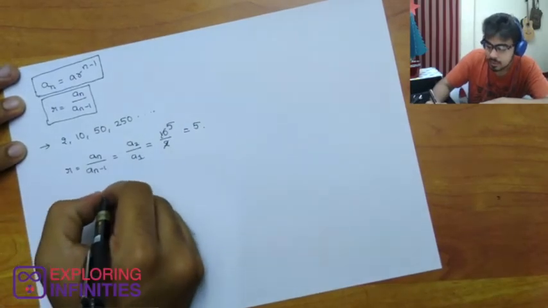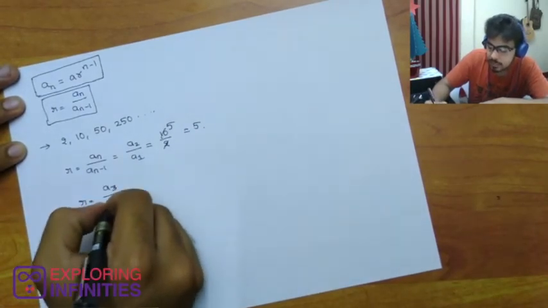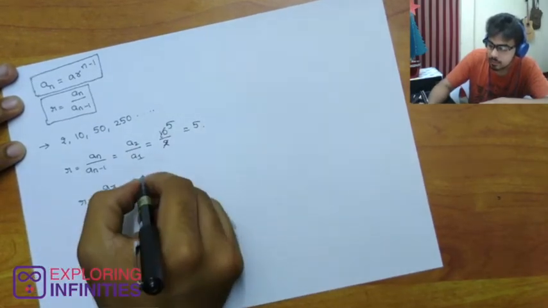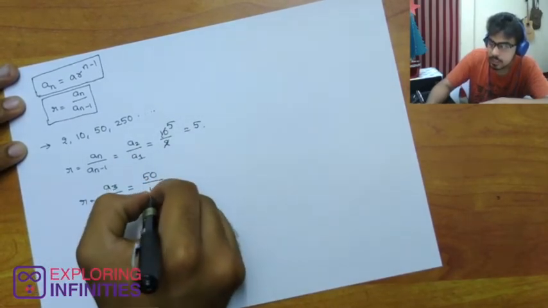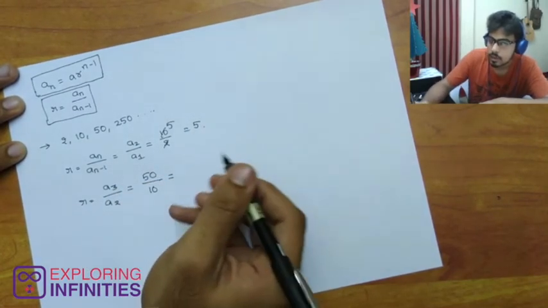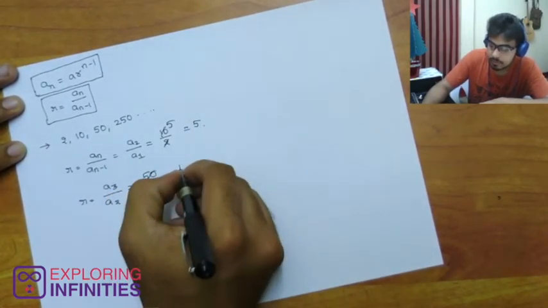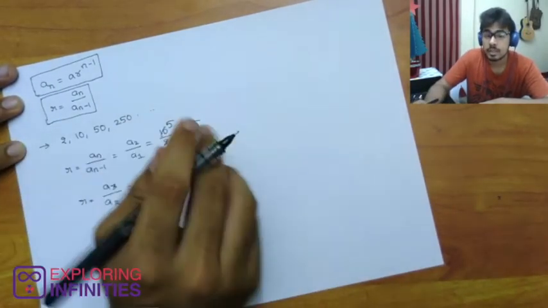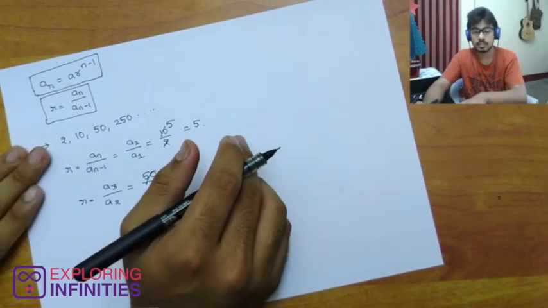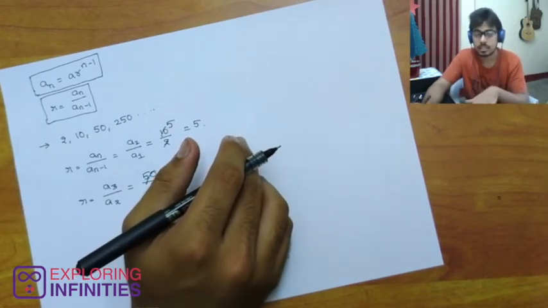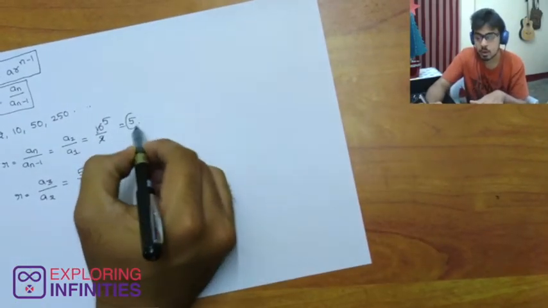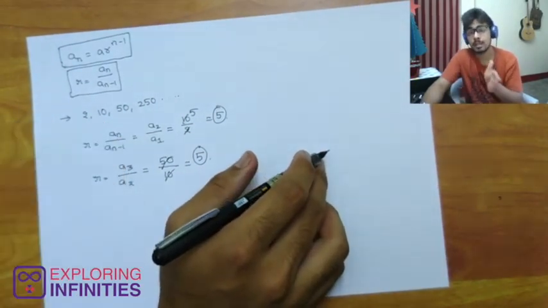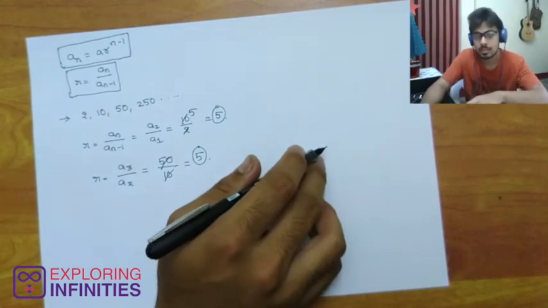Let's check if it's a GP. Let's put n is equal to 3, so n minus 1 is 2. A3 is 50 by A2 which is 10. And it is 5 again. Therefore, the given progression is actually a GP because by verification, the common ratio is the same between the first two terms and the next two terms, and it will be the same for the rest. And that's how you declare it.